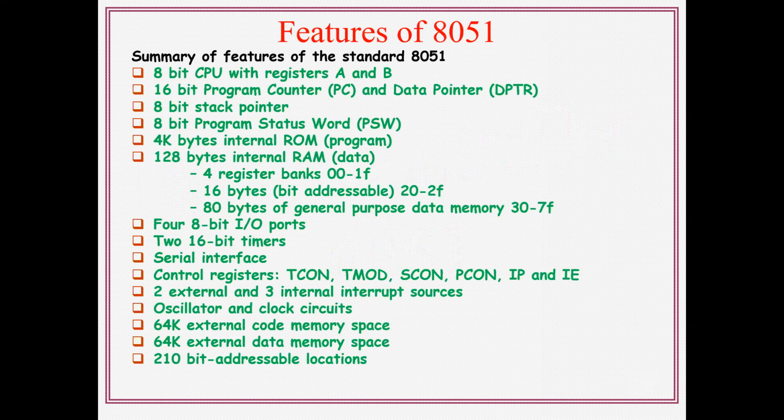In this session, we will discuss the 8051 microcontroller. The first topic is the features of the 8051 microcontroller. The first feature is an 8-bit CPU with registers A and B. Here, 8-bit CPU indicates that the processing capability is 8-bit. That indicates that it can perform 8-bit operations at a time.